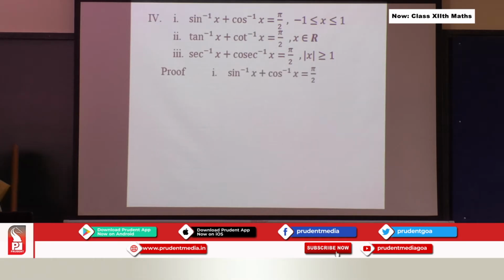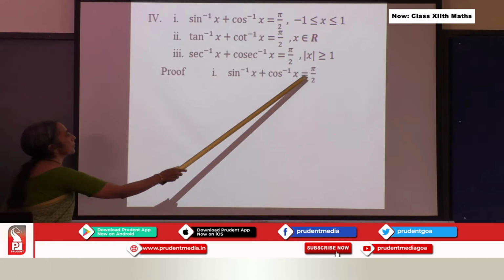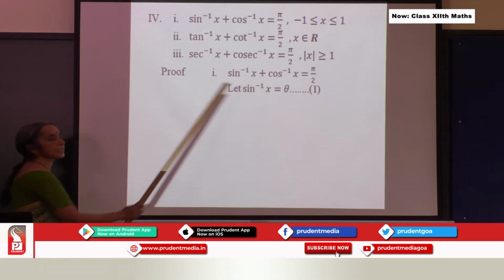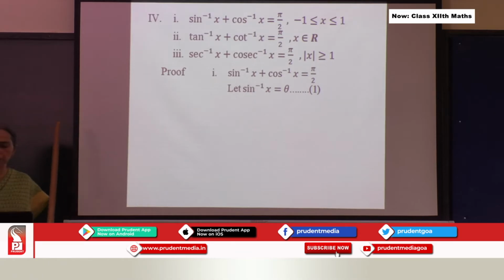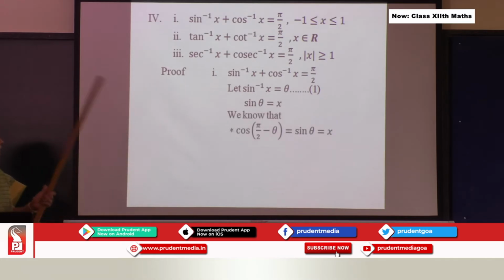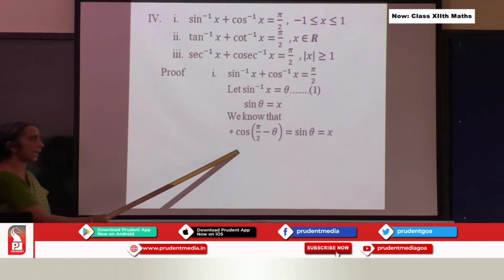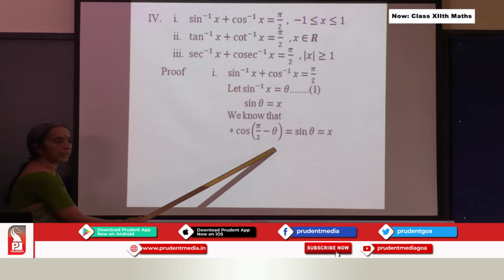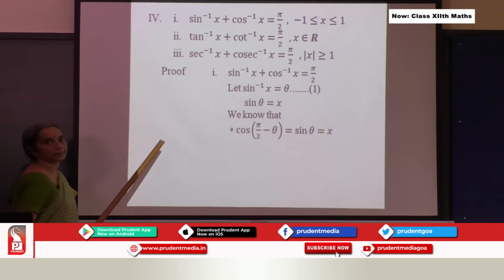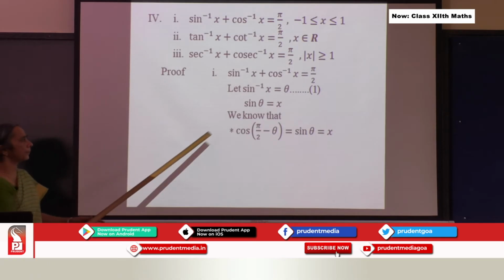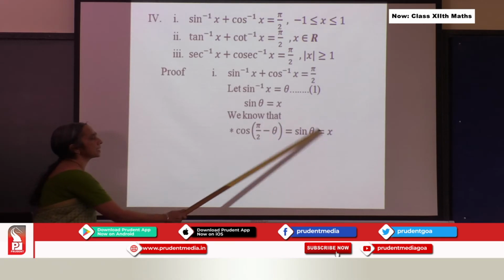Here, what we have to prove is sine inverse of x plus cos inverse of x is pi by 2. I took sine inverse of x as theta. Let sine inverse of x be theta, so sine theta is x. Then we know that cos of pi by 2 minus theta is sine theta, which you have learned in 11th standard. From this result we are getting this property. Cos of pi by 2 minus theta is sine theta, and sine theta is x.